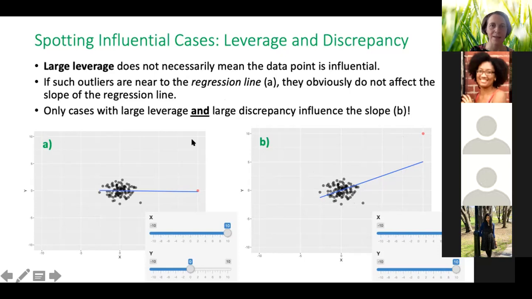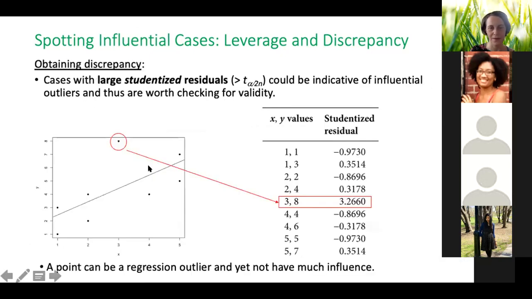And that means, right, influential points are those that have high leverage and high discrepancy. Okay, so if we want to obtain discrepancy, if we want to estimate or determine what is problematic in our data sample, then we can identify cases that have large studentized residuals. That means, say, if the residual is larger than the t-value for alpha over 2n, where n again is the sample size, that could be indicative of an influential outlier and is worth checking for validity, right?